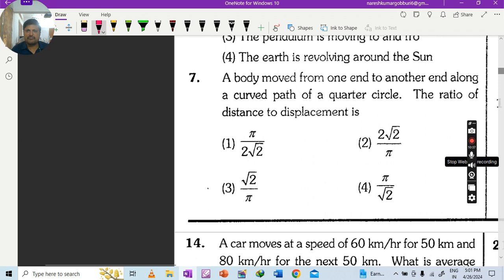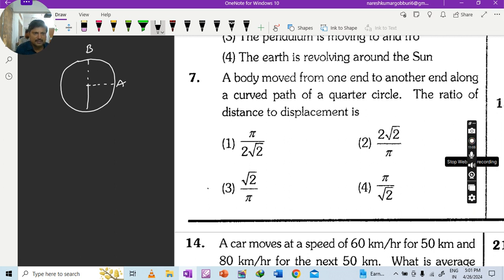A body moved from one end to another end along a curved path of a quarter circle. The ratio of distance to displacement is? Here first draw a circle, right? So here R is the radius. This is the initial position of the body, A. The body moves from A to B. Only a quarter circle means the body covered this much length. This is the actual length covered by the body.